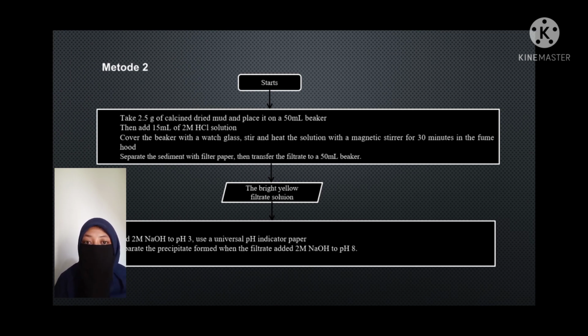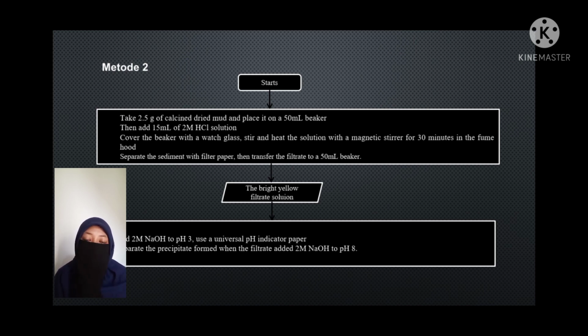Okay, next to method 2. Start. Take 2.5 grams of calcined dried mud and place it in a 50 ml beaker. Add 15 ml of 2M HCl solution. Cover the beaker with a watch glass and stir the solution with a magnetic stirrer for 30 minutes in the fume hood. Separate the sediment with filter paper.